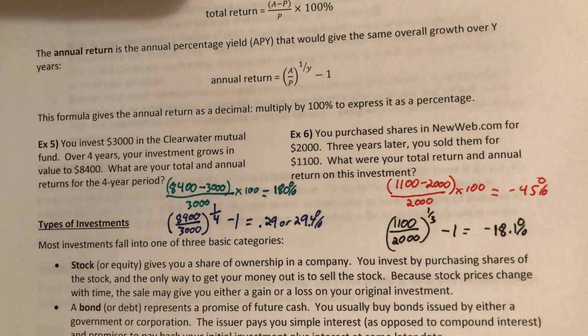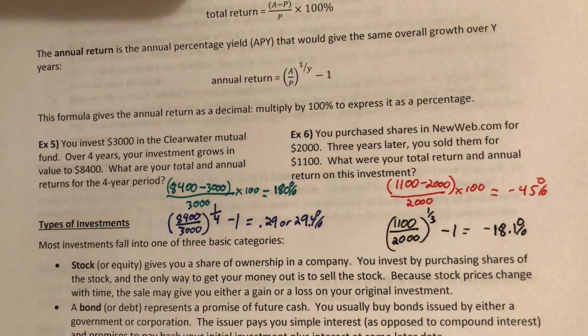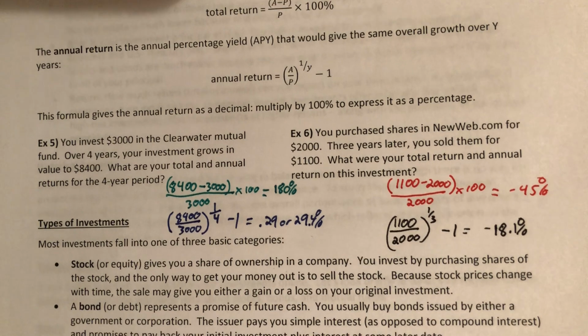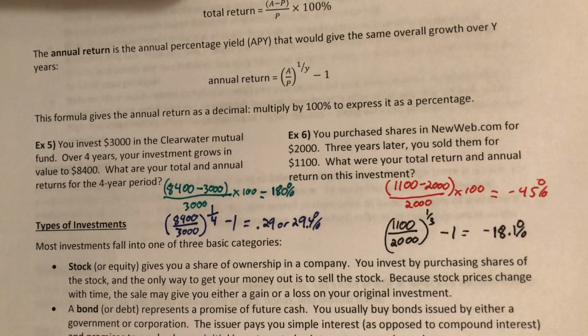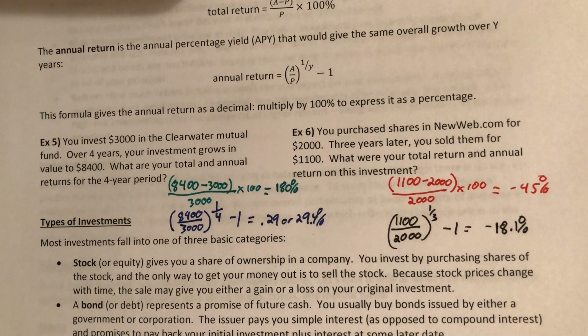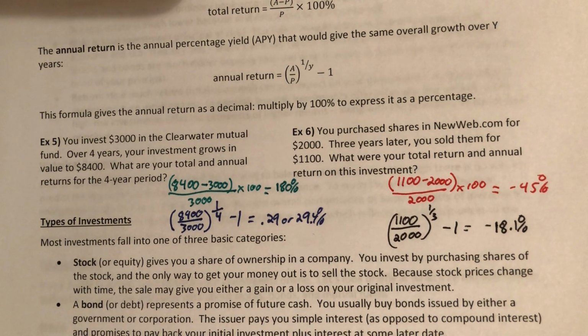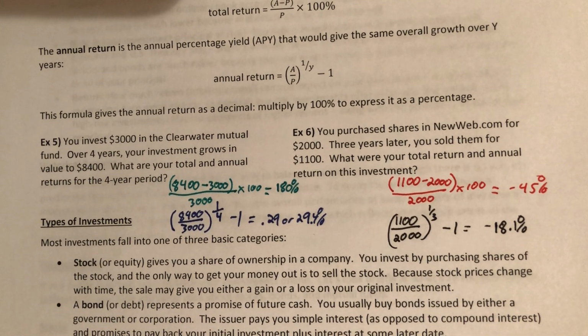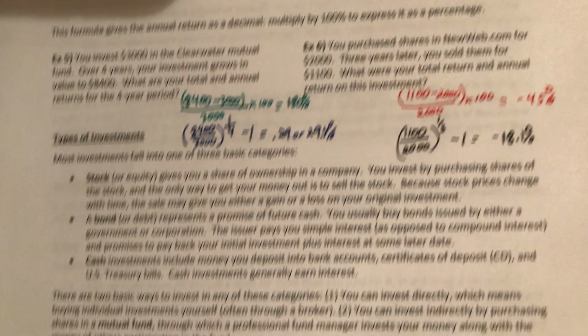Because once again, you're having interest build on top of interest. Okay, so you're not getting the same amount of interest per year. You're getting the same percentage per year, but you're not getting the same amount per year.